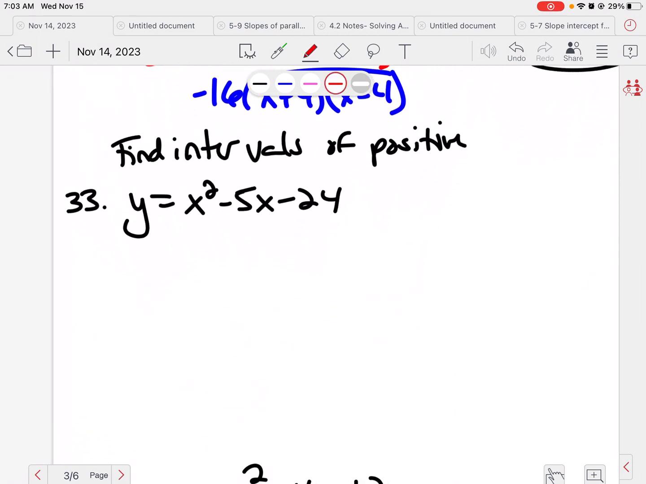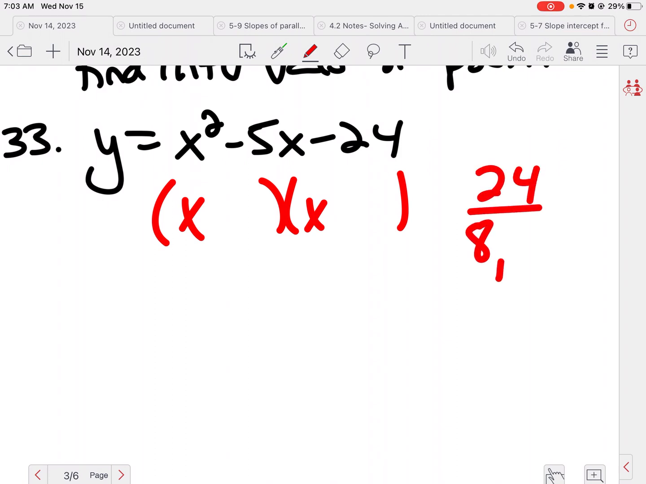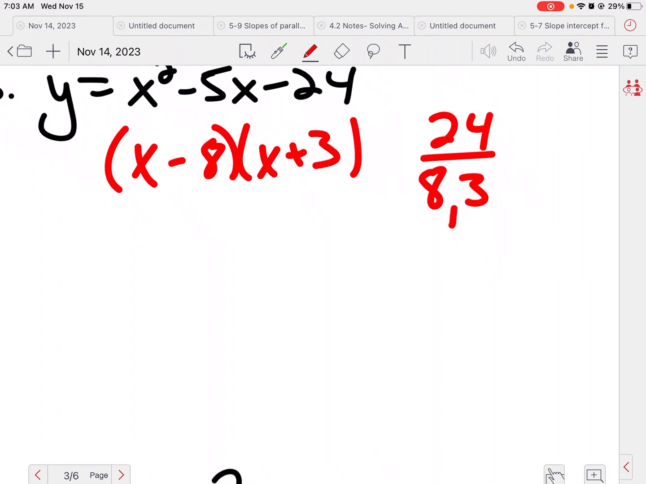Next part, find the intervals of positivity. Okay, so we're going to do the same thing. We're going to factor, so this is going to be x and x. What multiplies to be negative 24 and adds or subtracts to be 5 would be 8 and 3, a negative 8 and a positive 3. If we go ahead and set that equal to 0, x would equal 8 and x would equal negative 3.